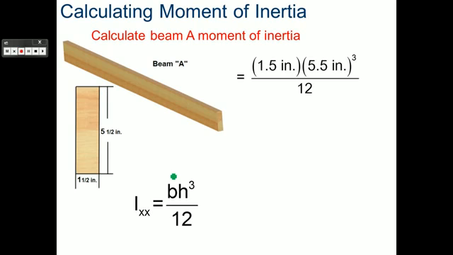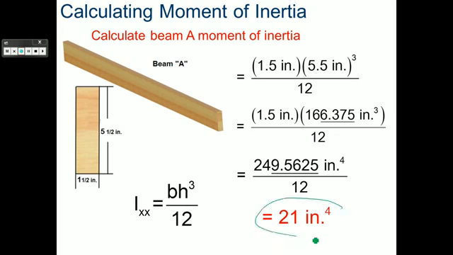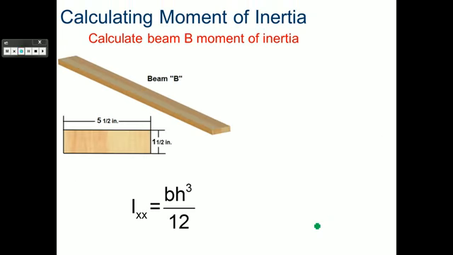So looking at beam A, or the joist setup, you see here we have 5.5 raised to the third power, which is 166.375. We multiply that by the base of 1.5 inches, divide it by 12, and we get 21 inches to the fourth power. The inch to the fourth power is what we measure the moment of inertia in. So that's something to keep in mind. If you see inch to the fourth power, you're looking at the moment of inertia, or how stiff something is due to its shape or how it's oriented.